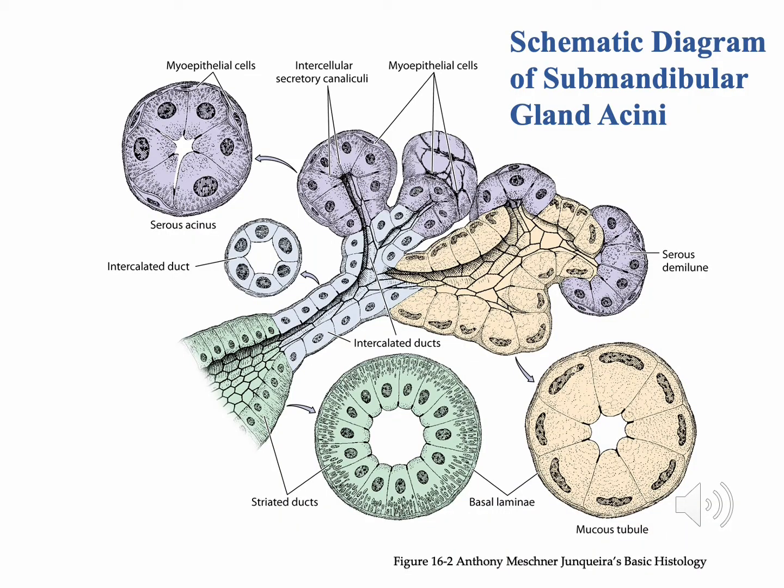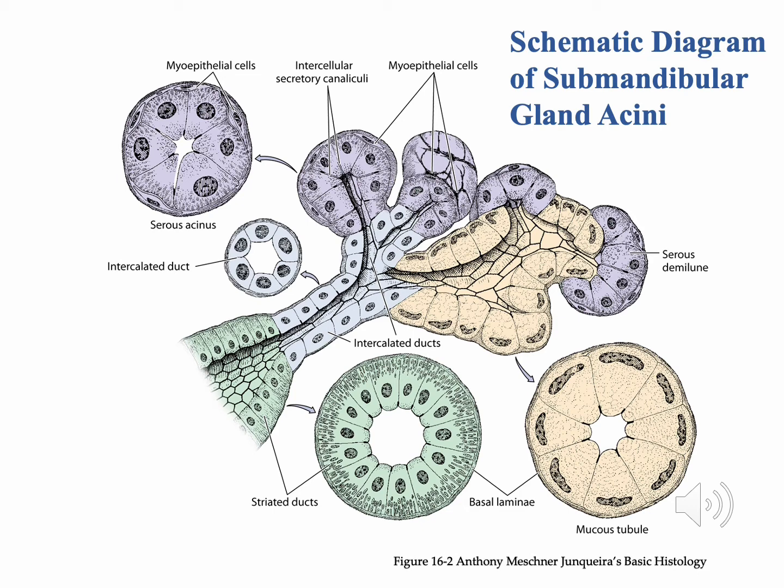So bringing back again the schematic diagram that we started, we've essentially reviewed the serous cells and these giving rise to, of course, the serous acini in comparison to the mucus acini or the mucus tubules, and then the mixed acini being composed of the serous demilunes with the mucus tubules.